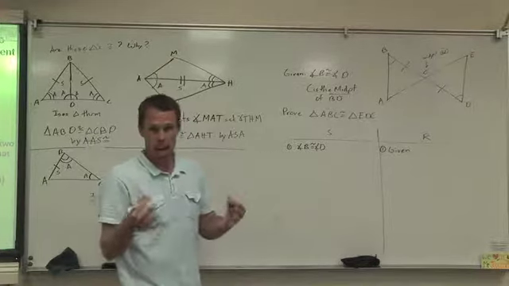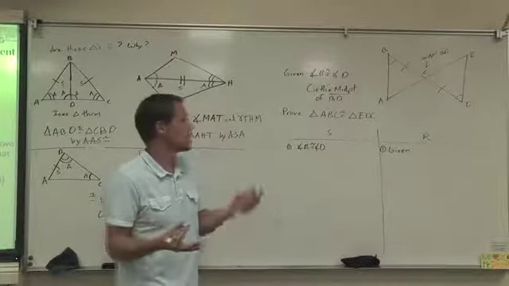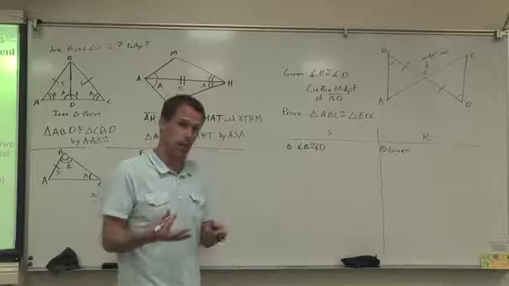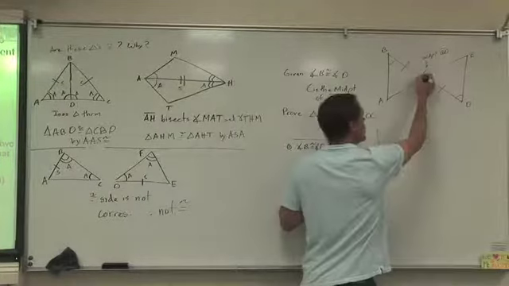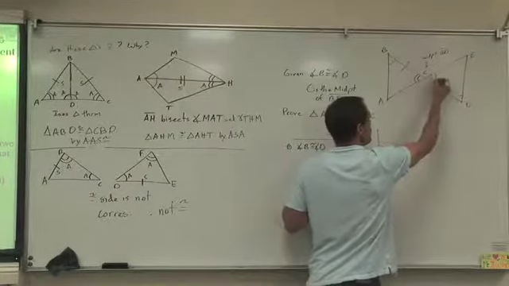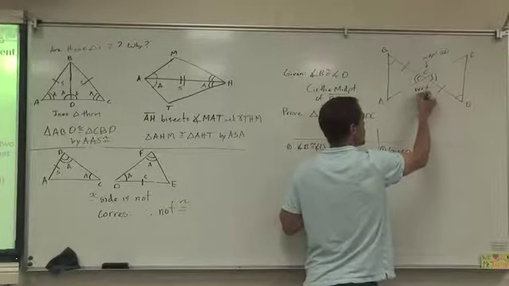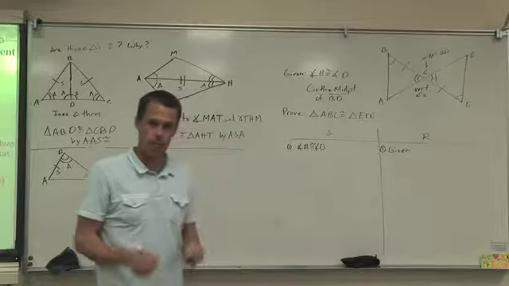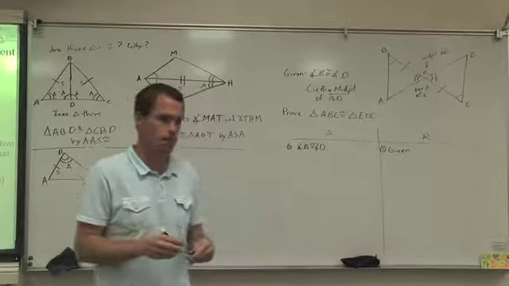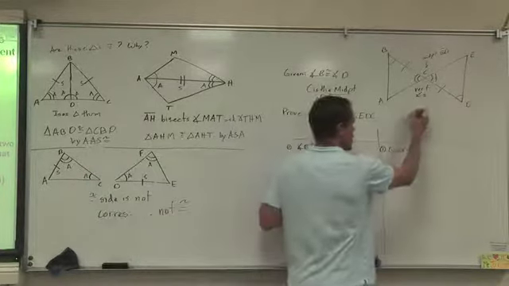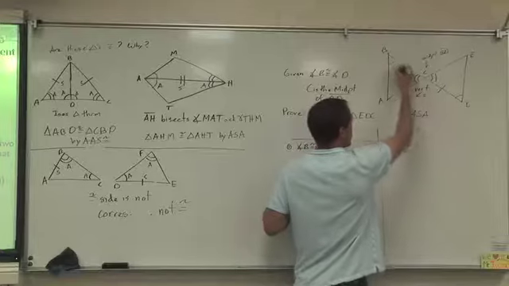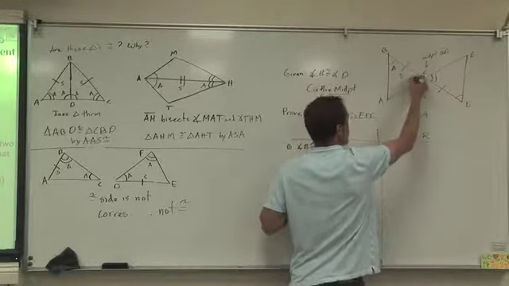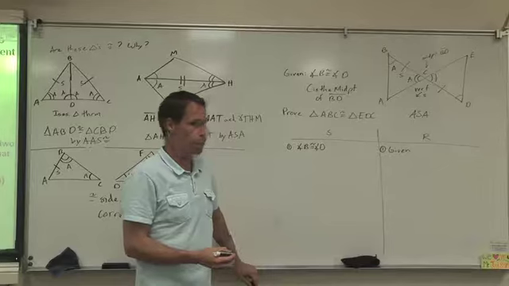Lastly, I need to mark things that I know. Well, that's the given, and I know vertical angles are always congruent because I have some vertical angles here. So now I can look at the picture and decide, are these triangles congruent? Yes. This looks like angle, side, angle. ASA. So now we can write our proof.